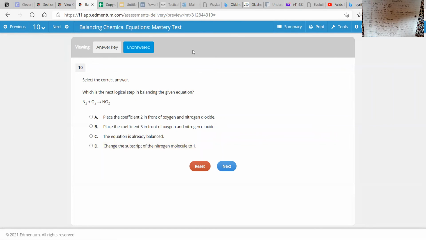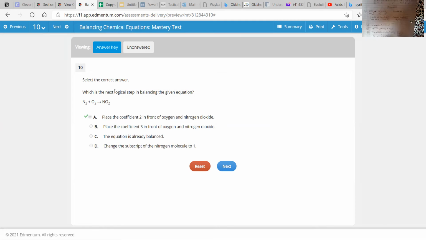Now I think we have one more, and then we're done with this balancing chemical equations mastery test. So, which is the next logical step in balancing the given equation? Place the coefficient 2 in front of oxygen and nitrogen dioxide. So that is the easiest thing to do, or the most logical. And do I have a little more room? Yeah, here we go. Just got N2 plus O2 that combines to NO2. Okay.